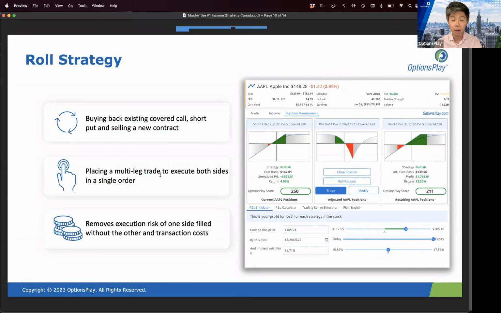So that is something that I do recommend. If you have a broker that allows you to do multi-leg trading, roll your covered calls as opposed to closing one out and selling another one as two separate orders.